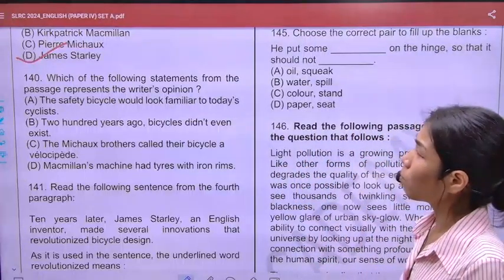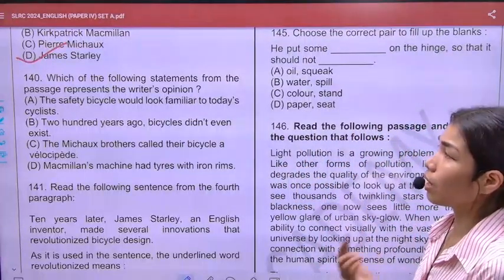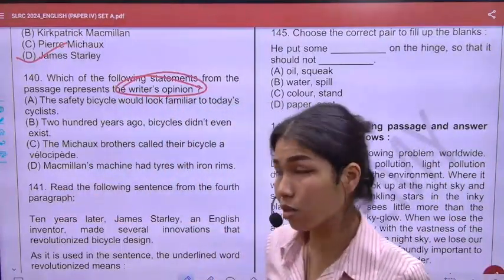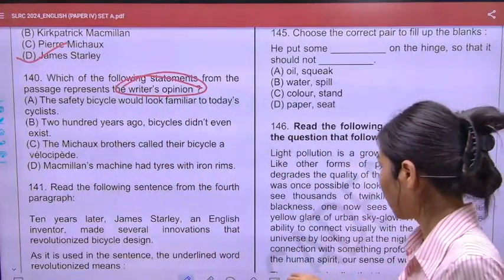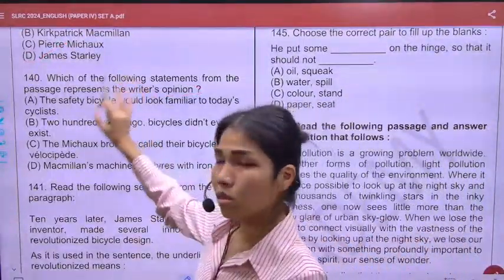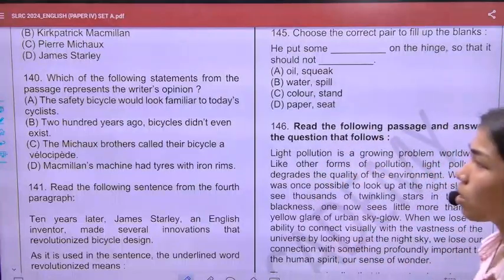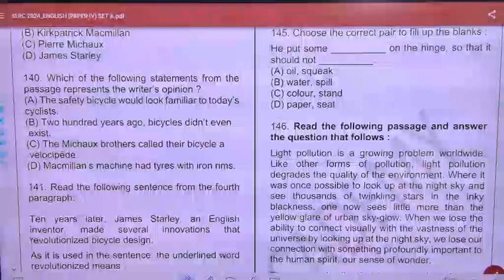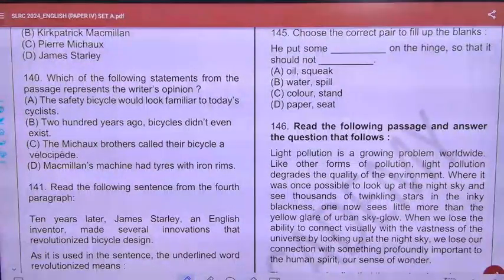Which of the following statements from the passage represent the writer's opinion? Now they are asking something about the writer's opinion. So what is the writer's opinion here? Okay. I'm again assuming that you have read the passage, so I will be just discussing the options here. It says the safety bicycle would look familiar to today's cyclist. Next, it says 200 years ago, bicycles didn't even exist. The Michaux brothers called their bicycle a velocipede, and Macmillan's machine had tires with iron rims.